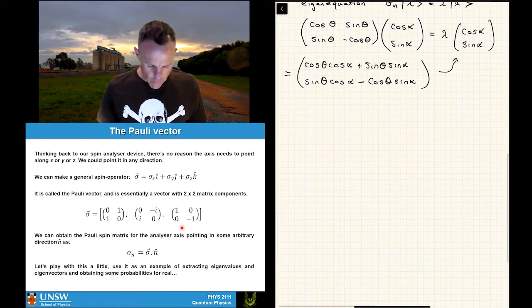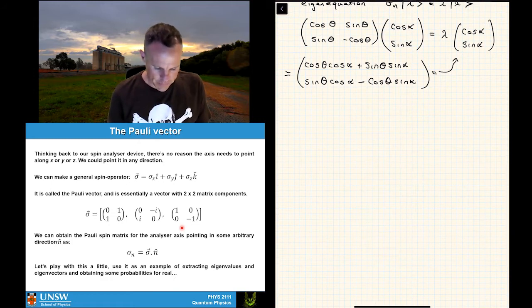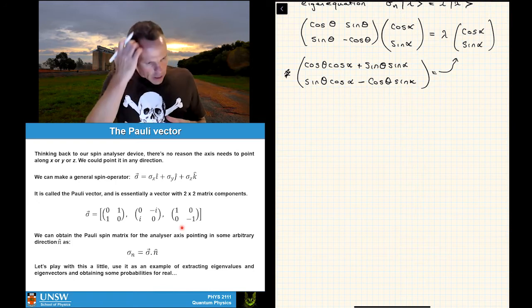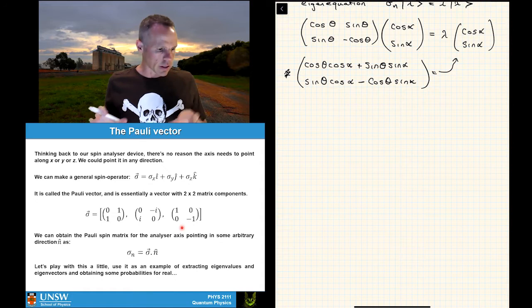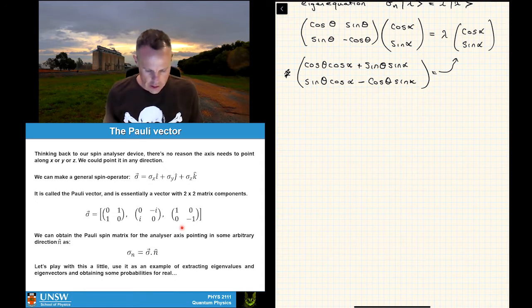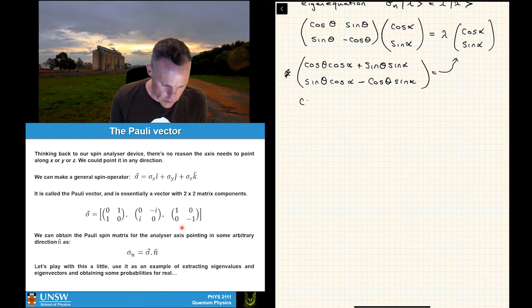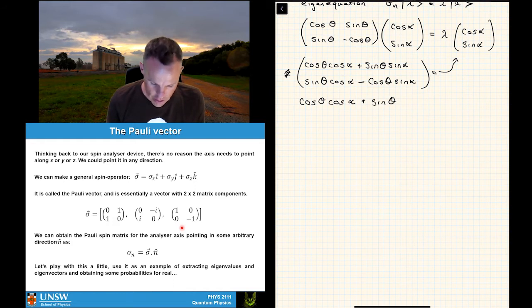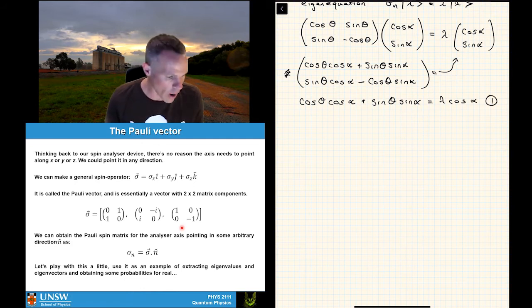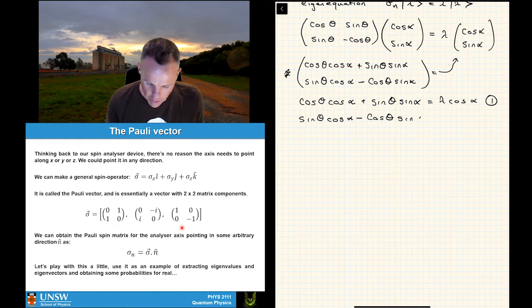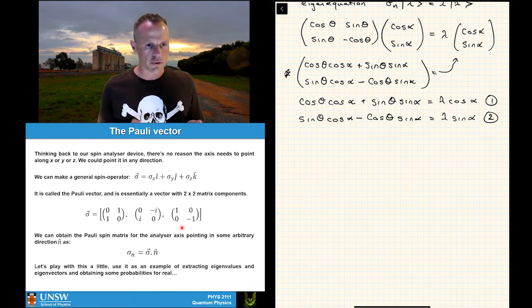What you'll remember from your linear algebra classes is that you can basically treat this as a simultaneous equation. We talked about this in the last lecture, right? So we can split this into two simultaneous equations: cos theta cos alpha plus sine theta sine alpha is equal to lambda cos alpha. Call that number one. And sine theta cos alpha minus cos theta sine alpha is equal to lambda sine alpha, and that's number two.